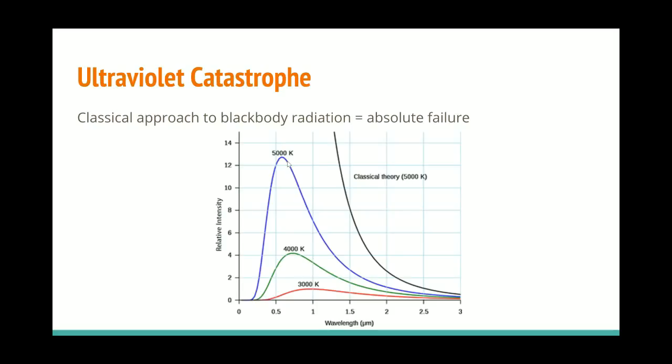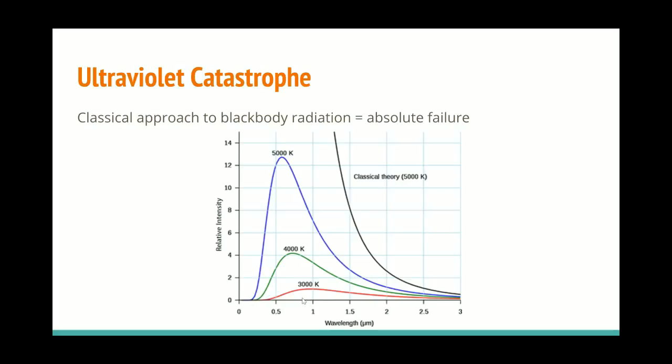But classical theory, this black line over here, is what it came up with for 5,000 Kelvin. As you can see, it's not right. Not only is it not right, it's not even close. It is way off. And they call it the ultraviolet catastrophe because over here, short wavelengths, this is going from redder, infrared, microwave wavelengths going up toward red at around 900.